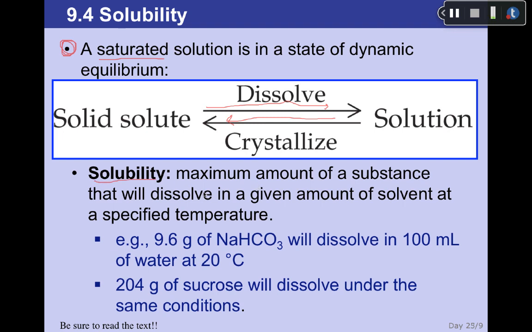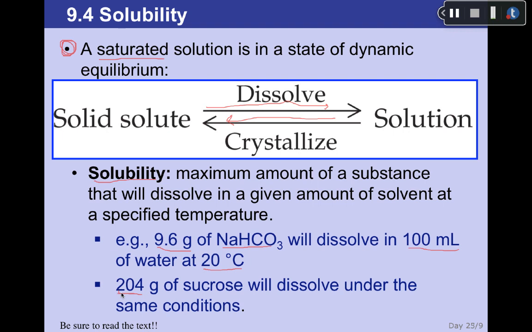It's how much of a substance dissolves in a particular amount of solvent at a particular temperature. Commonly, these things will be described as how much dissolves in 100 milliliters. And so things like, here we have sodium hydrogen carbonate, namely baking soda. You can get 9 something grams per 100 milliliters at 20 degrees Celsius. It varies with the substance.